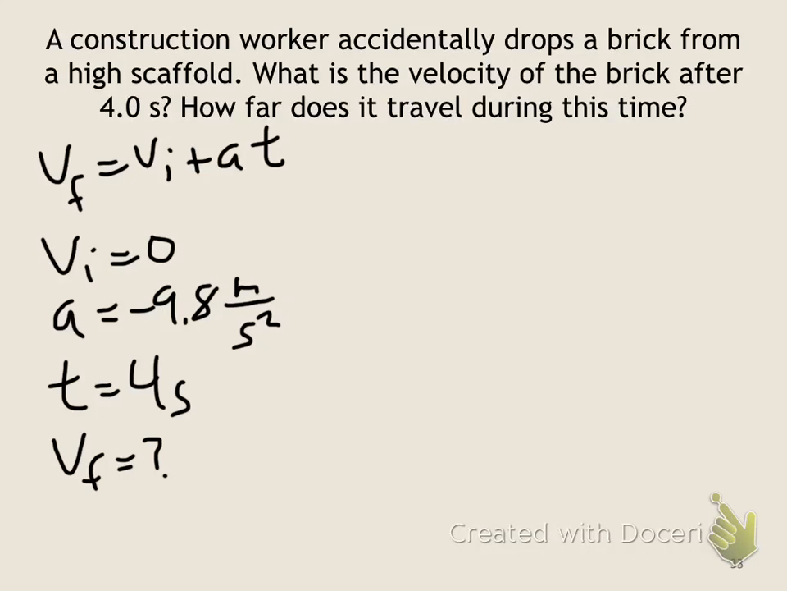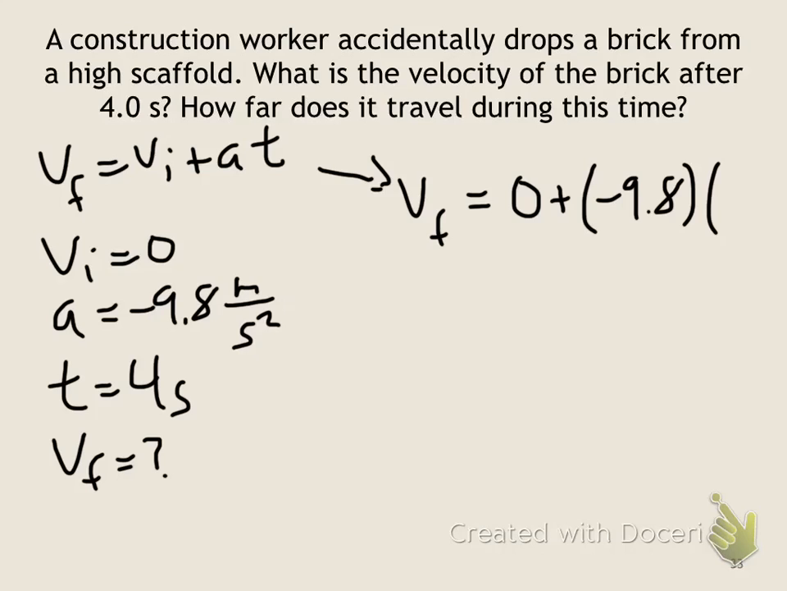So let's plug it in using this equation here. The VF is going to be equal to 0 plus negative 9.8 times 4. So you get your final velocity of negative 39.2 meters per second.